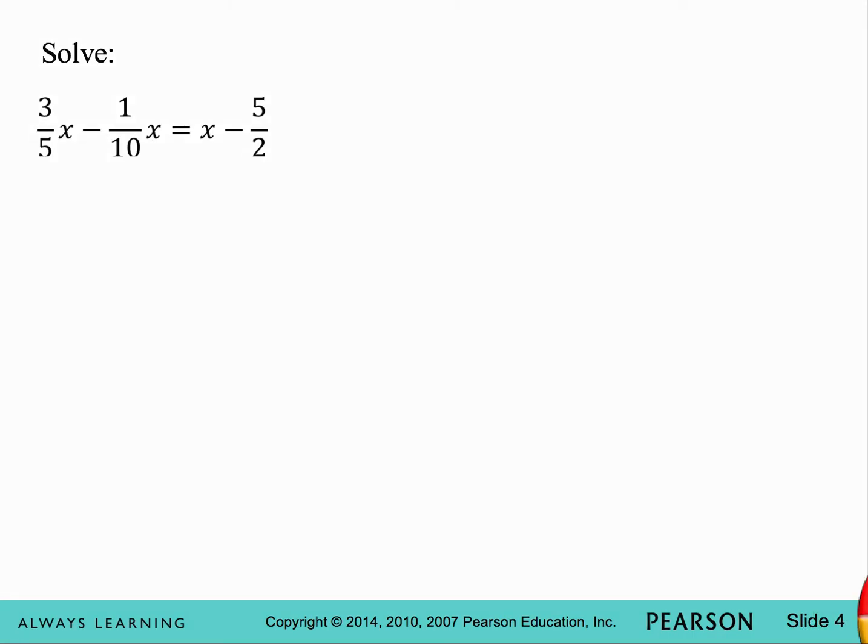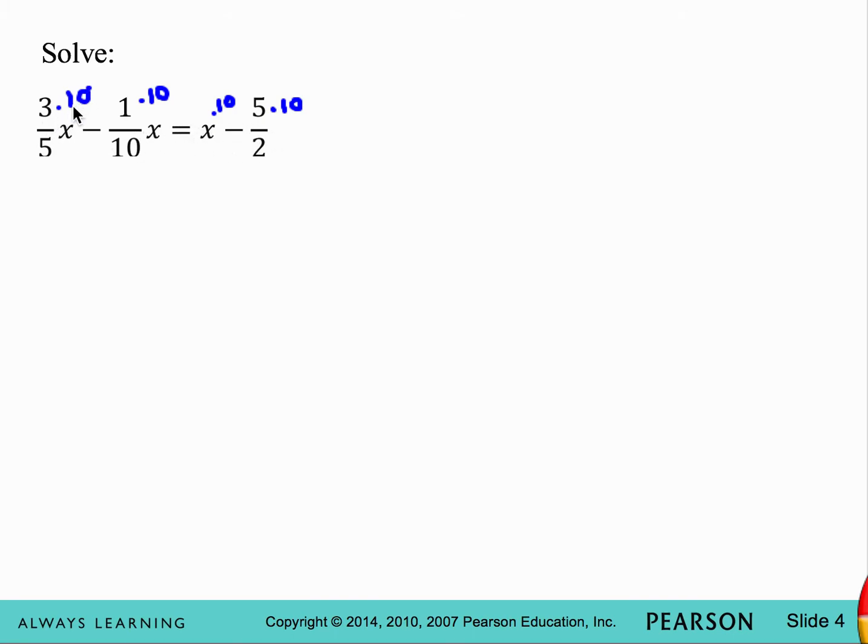Okay, this one has fractions, but that's okay because we have an equal sign, right? So to get rid of fractions, we need a common denominator between 5, 10, and 2. What is it? Yeah, it's got to be at least as big as the biggest or bigger. And so it is, in this case, 10. So I'm going to multiply everything all the way across by 10. Don't forget that term right there, that x term, right? You got to do every term, not just the fractions.